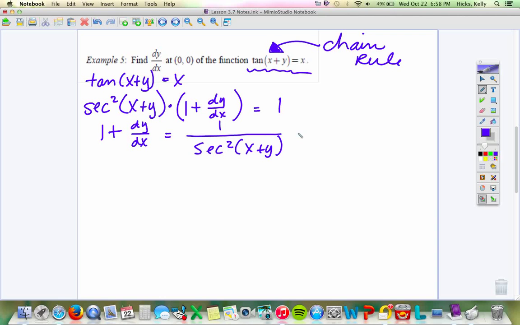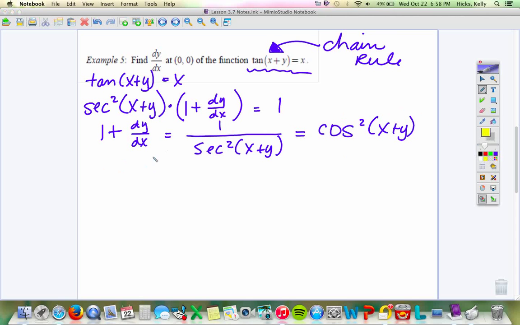Now, when the secant is in the denominator, what is that equal to? That is the same thing as the cosine of that same angle. So 1 over secant squared (x plus y) is the same thing as cosine squared (x plus y). So I'm going to change that out.